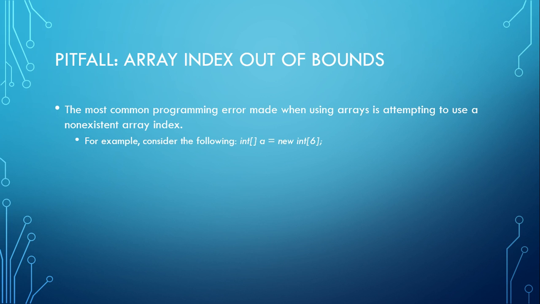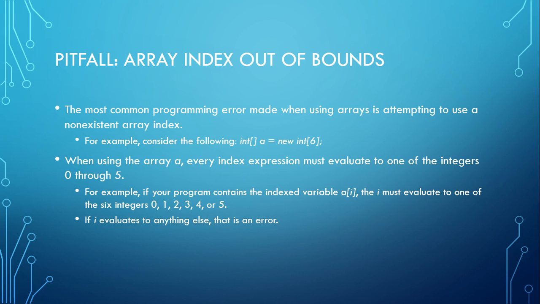This is the most common programming error made when using arrays: attempting to use a non-existent array index. For example, consider the following: int[] a = new int[6]. When you're using the array a, every index expression must evaluate to one of the integers 0 through 5.